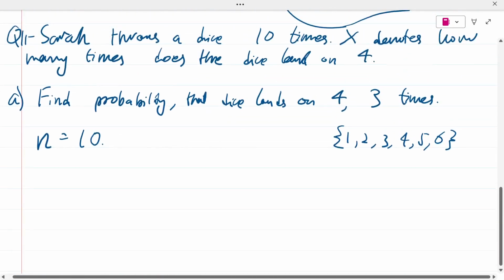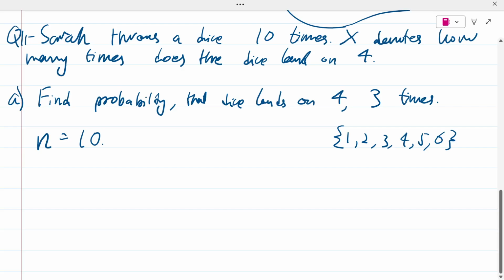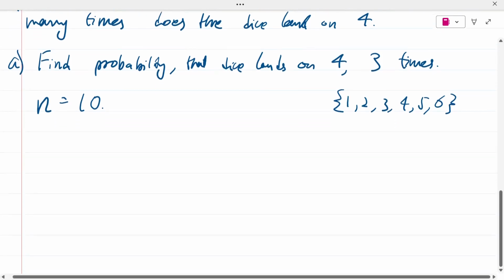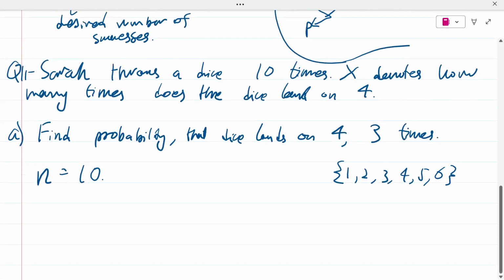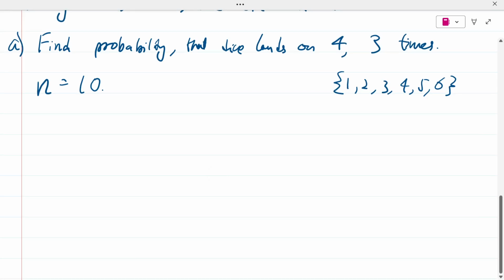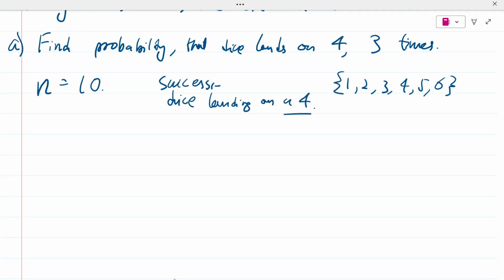Now, is there a concept of success and failure? Yes, there is. You know how? Sarah is throwing a dice 10 times. We have to find the probability that the dice is going to land on a 4. So look, what is the success? The success is dice landing on a 4, right? That is the success. So obviously the failure would be not 4. So the probability for success, which is P, is going to be 1 over 6, right?